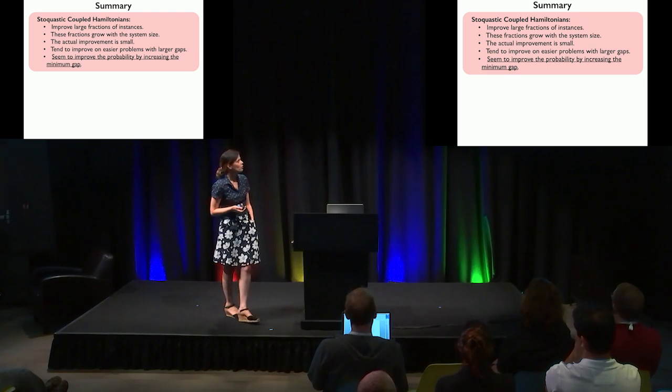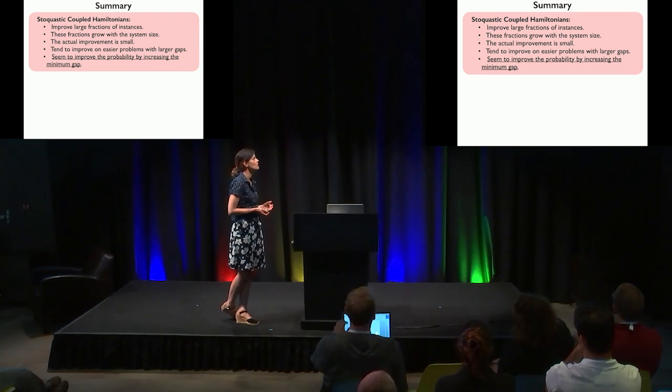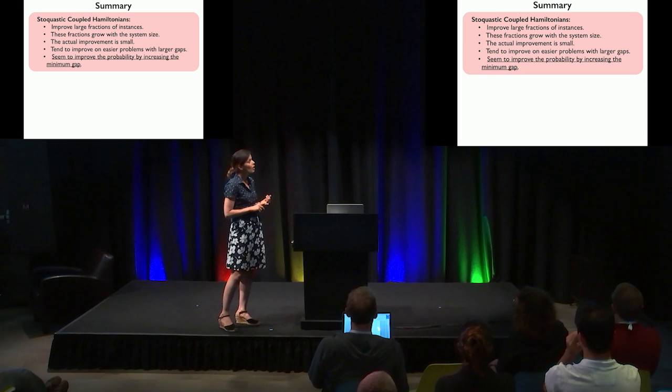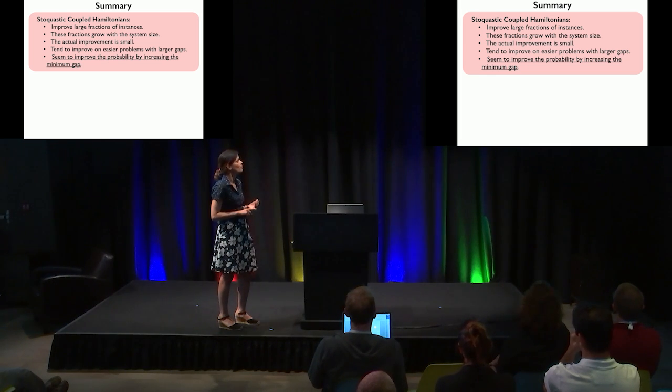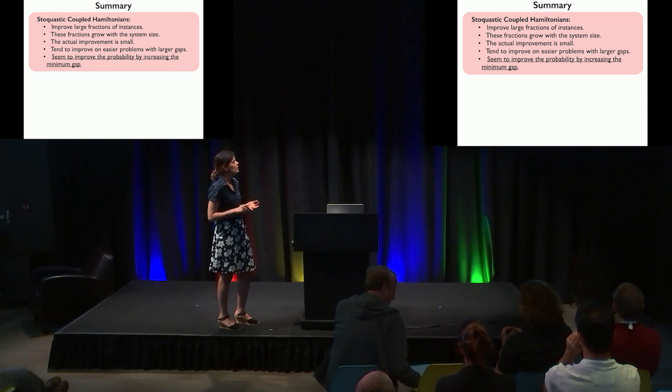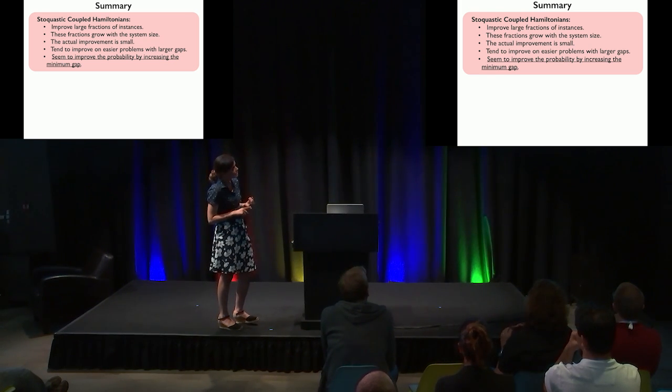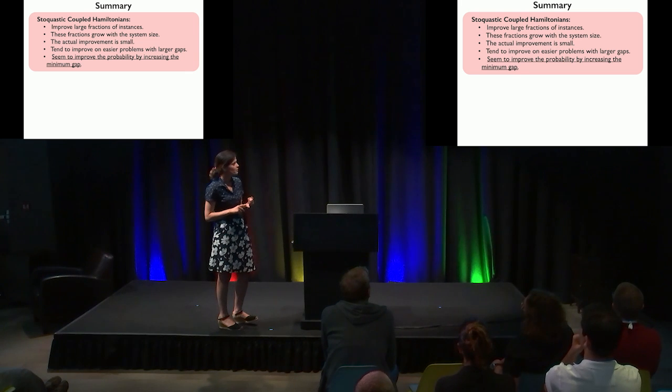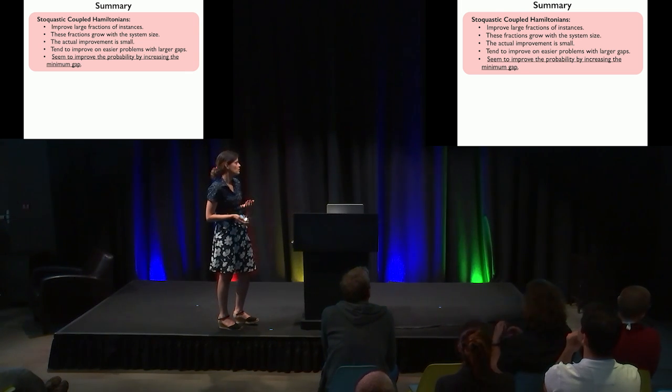So I basically showed you that for stochastic coupled Hamiltonians, they improve large fractions of instances, and these fractions actually increase with the system size. The actual improvement is small, and they tend to improve on easier problems with larger gaps, and they seem to improve the probability by increasing the size of the gap.